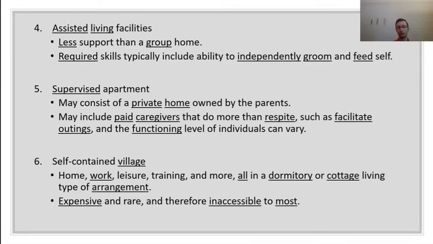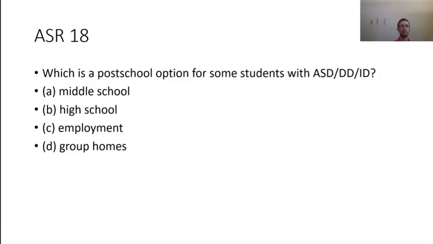Alright, so now we're going to go through some ASRs. ASR 18, which is a post-school option for some students with ASD, DD, or ID. A, middle school, B, high school, C, employment, or D, group homes. A couple more seconds. Alright, I'll close the poll, and the answer here is C, employment. So middle and high school are completed before post-school. Group homes are a type of post-school living option, not a category of post-school living options.